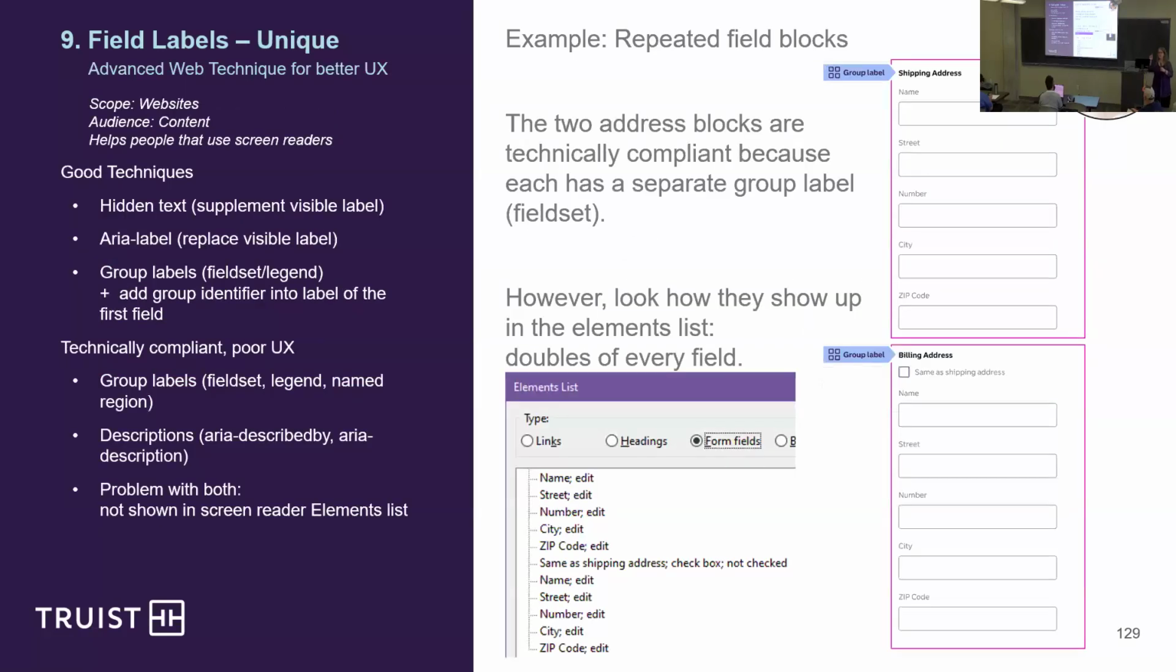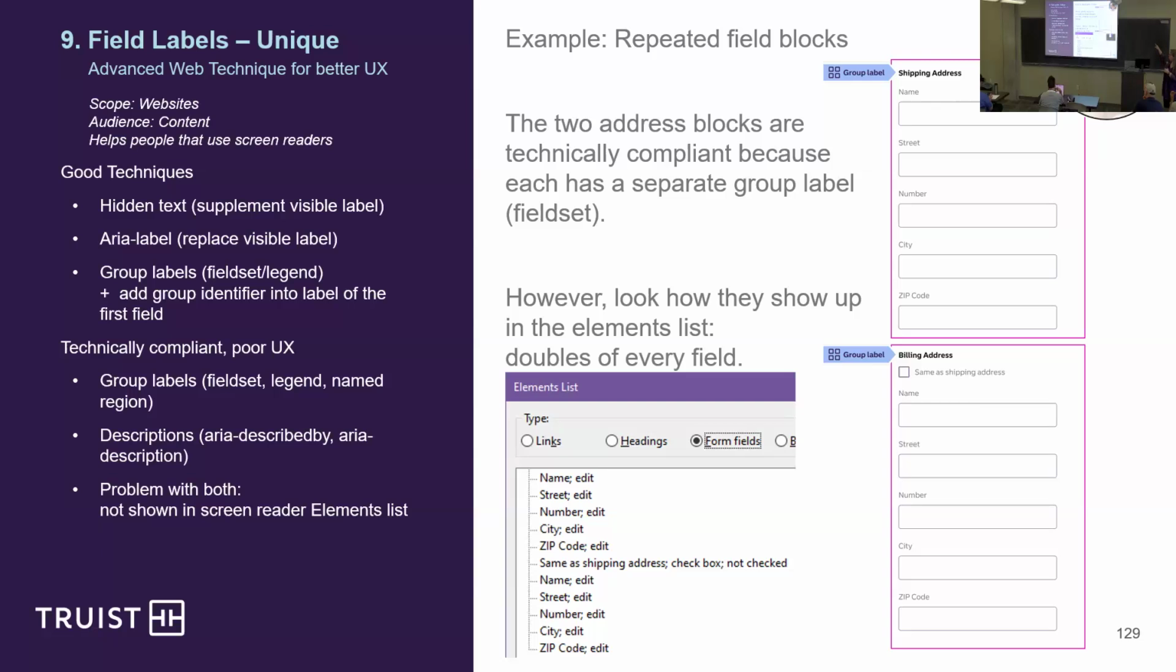Okay, so we've been promising to get back to repeated blocks and field sets, so we're finally here. So I've got shipping and billing address, and they have 5 fields that are all the same. And if you look down at the bottom, I guess you do have the checkbox in there, but when you look at the list of form fields, it's pretty hard to tell which is which, and you might not remember which is shipping address and which is billing address. So you need to make these unique.